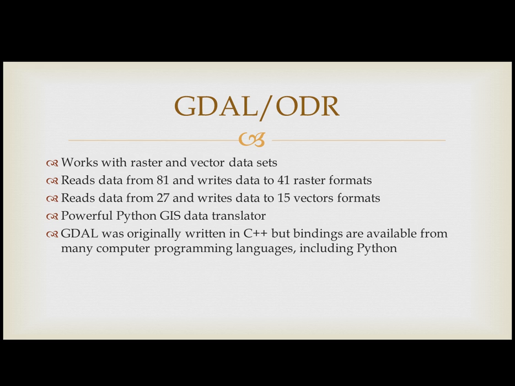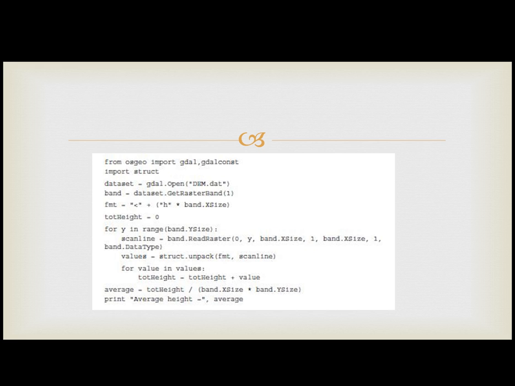translator. Essentially, it can read from 81 and write to 41 different raster formats, and it can read 27 and write to 15 different vector formats. It was originally written in C++, but there are bindings available for Python. Here's an example of some code that uses this GDAL library.